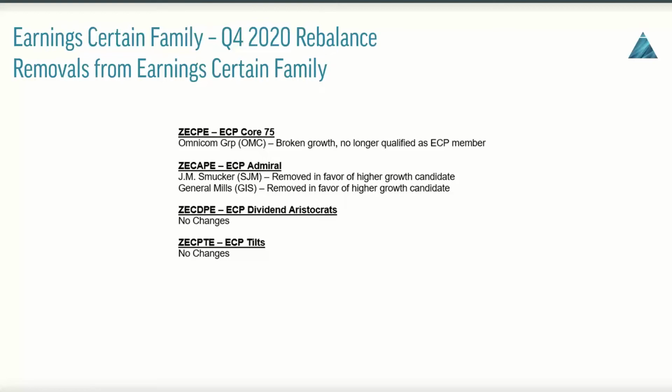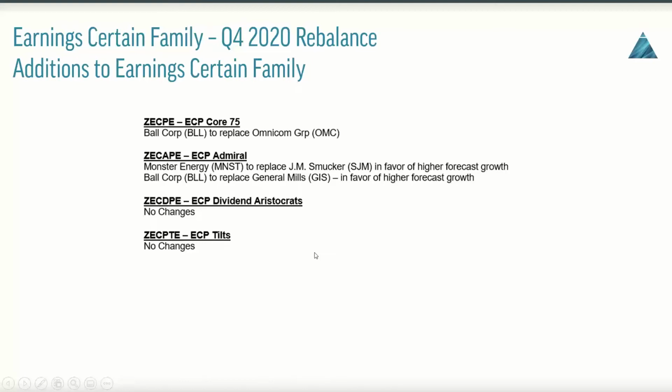Again, one of those things that we're doing just to fine tune the portfolio as we come out of this COVID era. It's going to help us with our upside returns. A lot of the demand for JM Smuckers and General Mills was pulled forward. We're going to see that in terms of the growth. I'm going to show you the charts here in just a minute. No changes for the Dividend Aristocrats and no changes to the Tilt portfolio for Q4 of 2020.